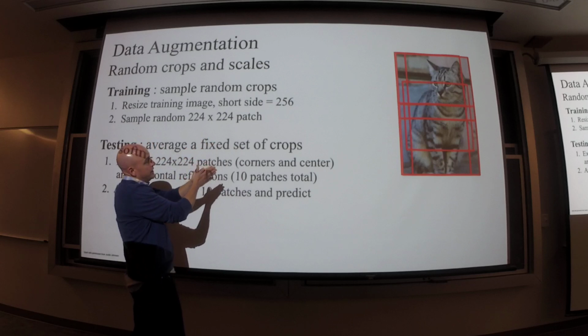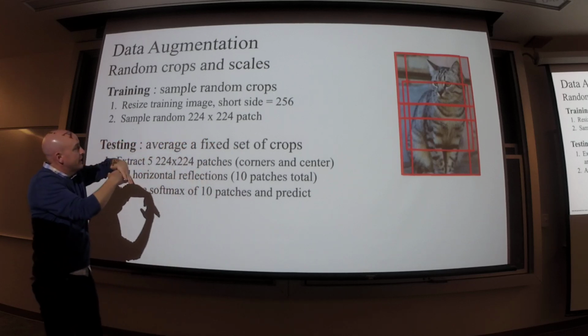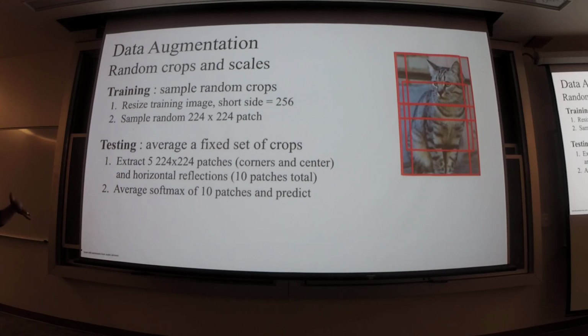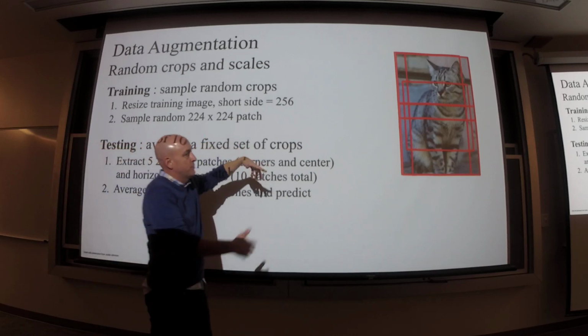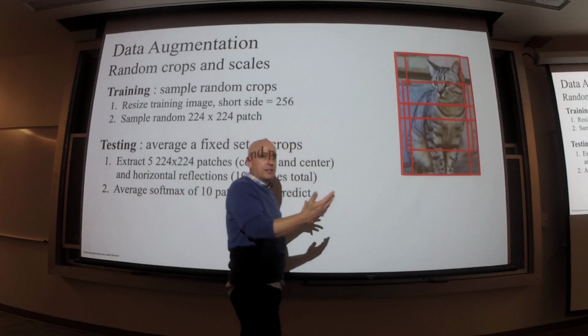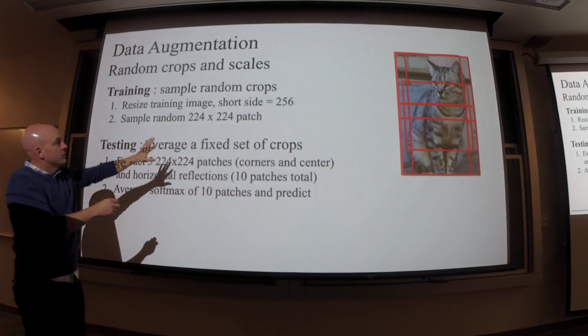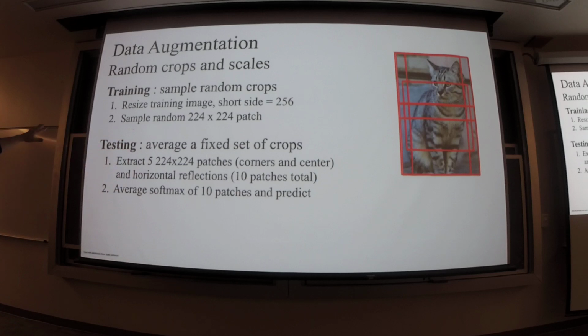So if you resize the short side to 256, as long as the other side isn't way different from 256, then these 224 by 224 patches are basically most of the image, right? At least on the short side, you're only missing 32 pixels. So you don't really expect the object to hide in those 32 pixels. So making smart size choices there is also important. Okay.